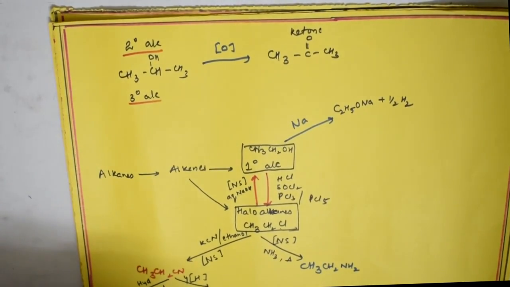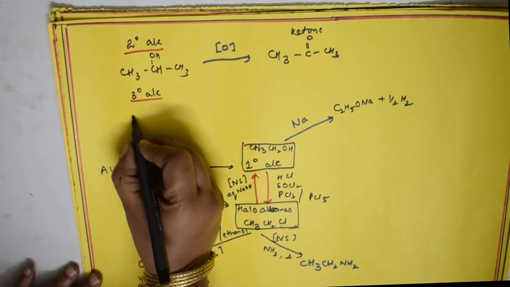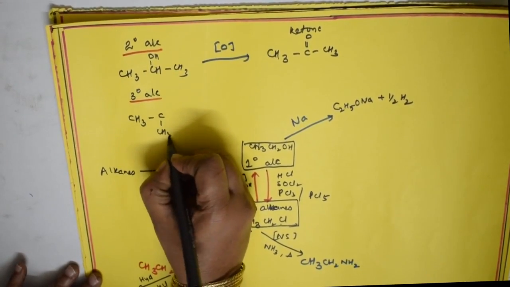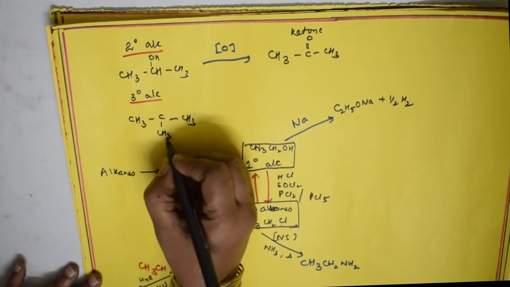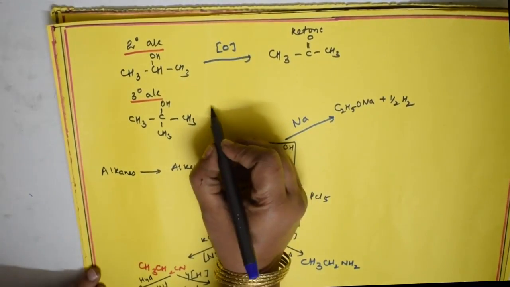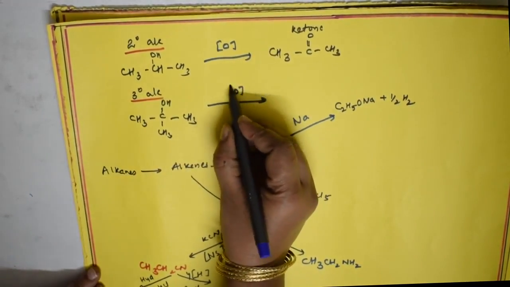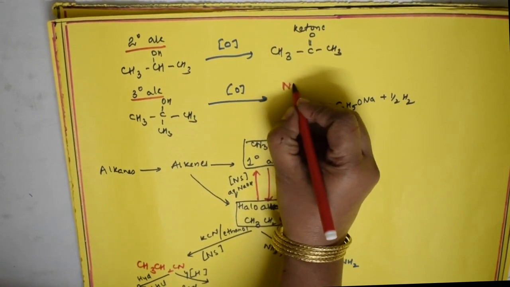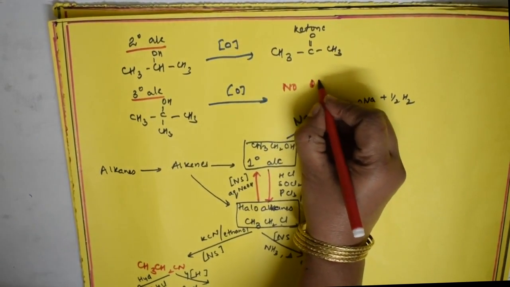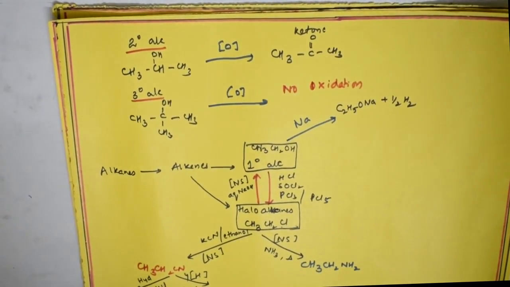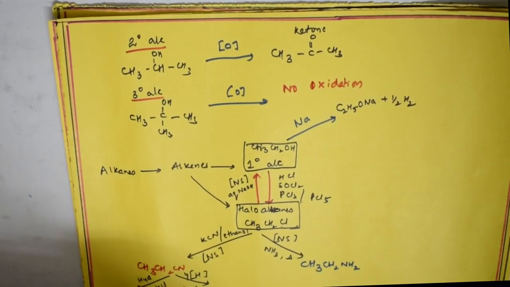Tertiary alcohols we will take. What are tertiary alcohols? Where the carbon is attached to 3 alkyl groups, 1, 2, 3, and OH. Suppose you are allowing this to undergo oxidation, will it undergo? Right. Remember, tertiary alcohols will not further undergo oxidation. Remember, no oxidation will happen. Done. Now, what can I do with this acetone?